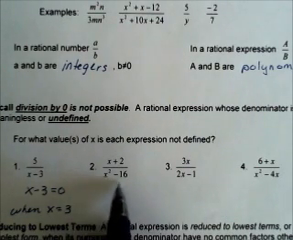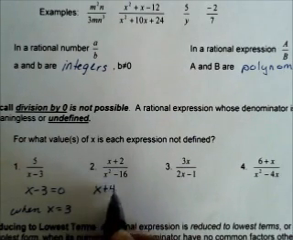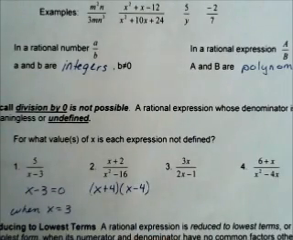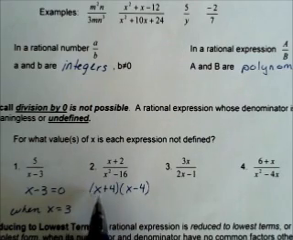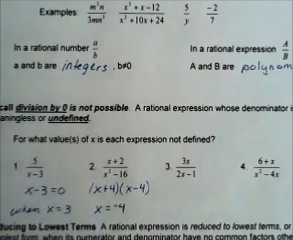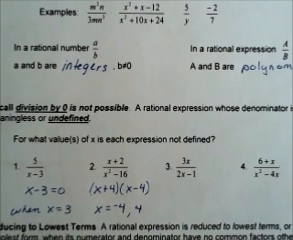Or you might recognize this as being the difference of two perfect squares. And if you factor this into x plus 4 times x minus 4, you know that if you replace this x with negative 4, that would result in 0. Or if you replace this x with positive 4, then 4 minus 4 would result in 0.